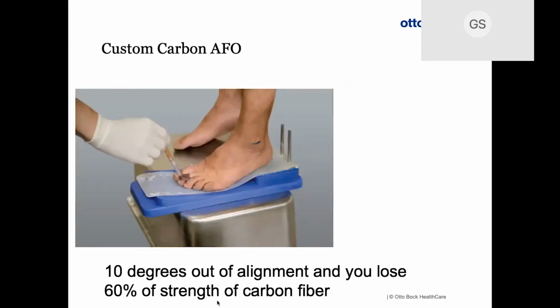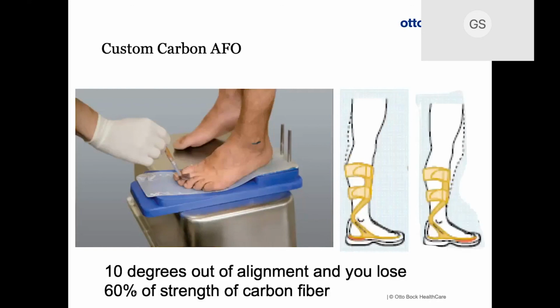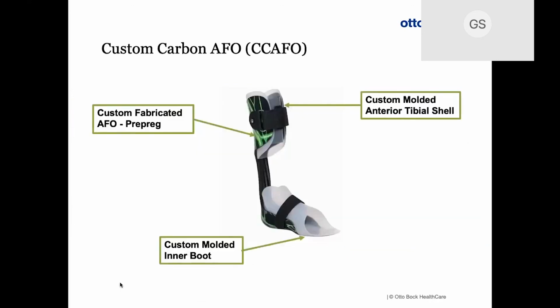So the custom carbon AFO, this is really integrating more of the custom devices. The big thing is to make sure you do this accurately. So when you use our custom foot casting device, if you're just 10 degrees out of alignment, you use 60% of that carbon fiber, and we saw that earlier. So custom carbon AFO has multiple pieces.